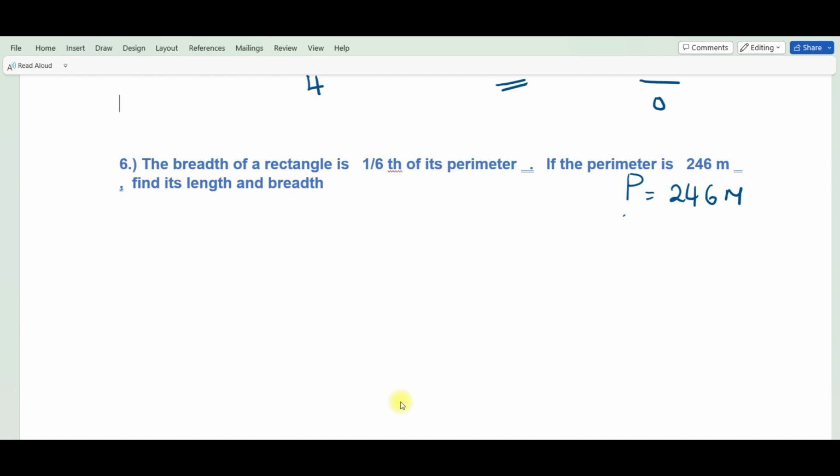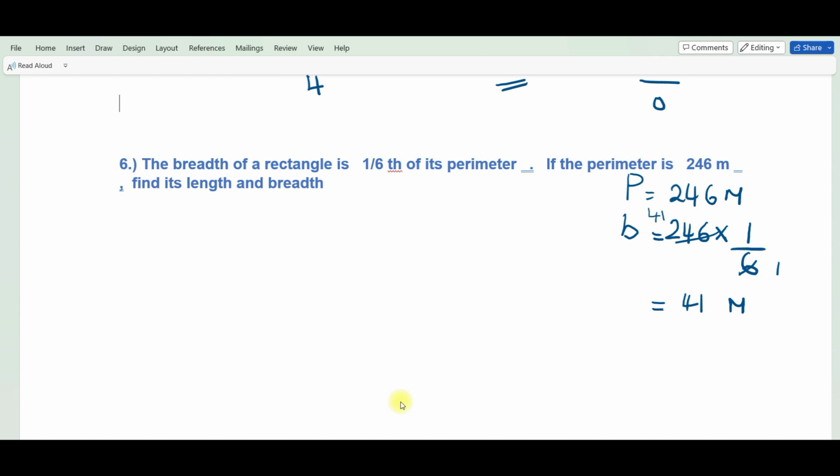Now they have told you the breadth of a rectangle is 1/6 of the perimeter. So we have total perimeter, that is 246. If I have to get 1/6 of this, I just multiply by 1/6. Doing so, I get 6 1 times, and 6 4 times is 24, and 6 1 time is 6. So the breadth is 41 meters. So I got the breadth. Now let us solve the problem.